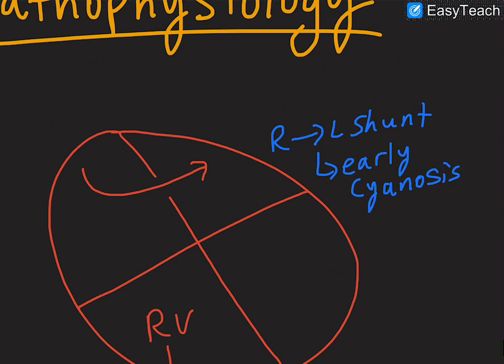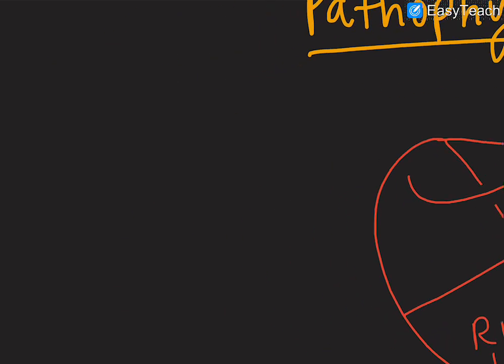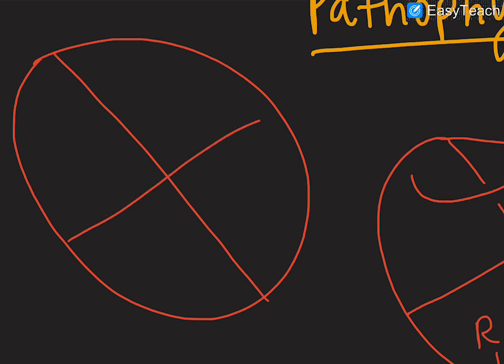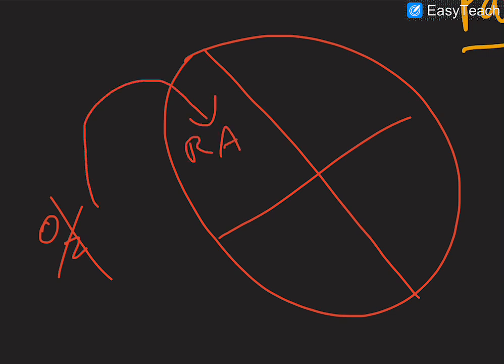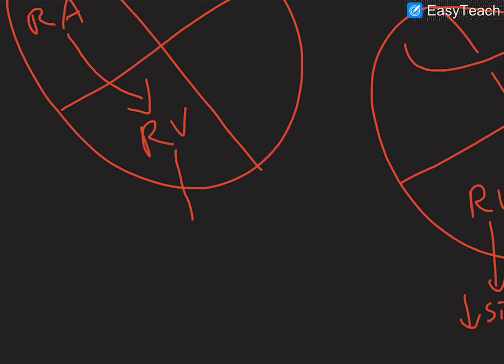So normally, let's talk about the pathophysiology. But before we do that, let's talk about the normal blood flow through the heart really quick. Normally we know that deoxygenated blood comes to your right atrium. Then from there, it goes through your tricuspid valve to your right ventricle. Then from your right ventricle, it goes through the pulmonary valve to your lungs.